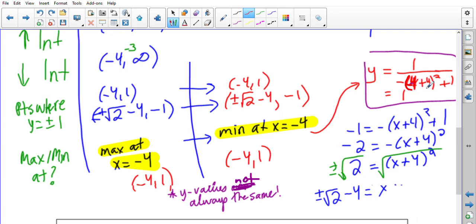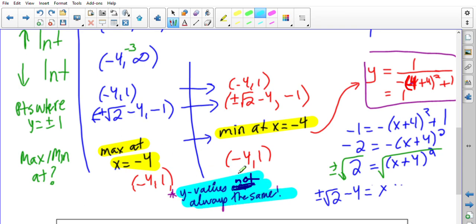There we go. Right, because 1 over negative of -4 plus 4 will be 0 squared. -0 is just 0, 0 plus 1, so we get 1 over 1. So it just so happens that they're going to have a max and min at the same point. So not only the same x value, but also the same y value. But I want to highlight this because I want you to know that this isn't always the case. Okay? It's just a special case in this scenario.